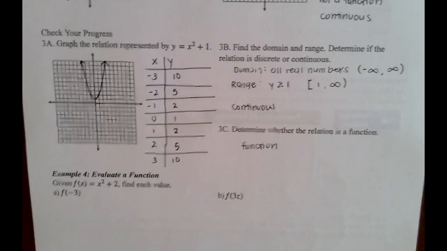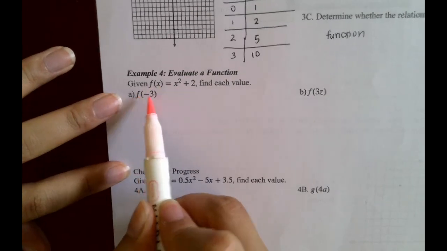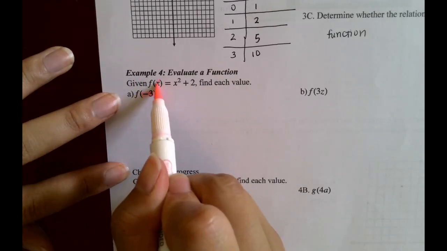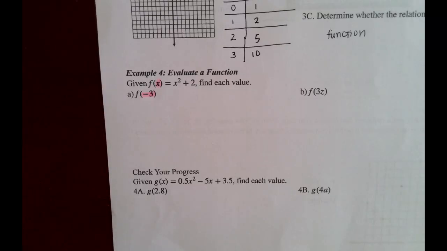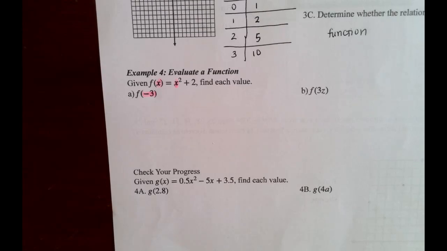Okay. So last part here is evaluating a function. We're given the function f of x equals x squared plus 2. Hopefully by now you know f of x is just another way to say y. So starting with a, it asks for f of negative 3. And what you can see is f of x and f of negative 3 look the same. The only thing that changed was that negative 3 has replaced where x was. So that's all you have to do. You're just going to replace wherever x is with negative 3.